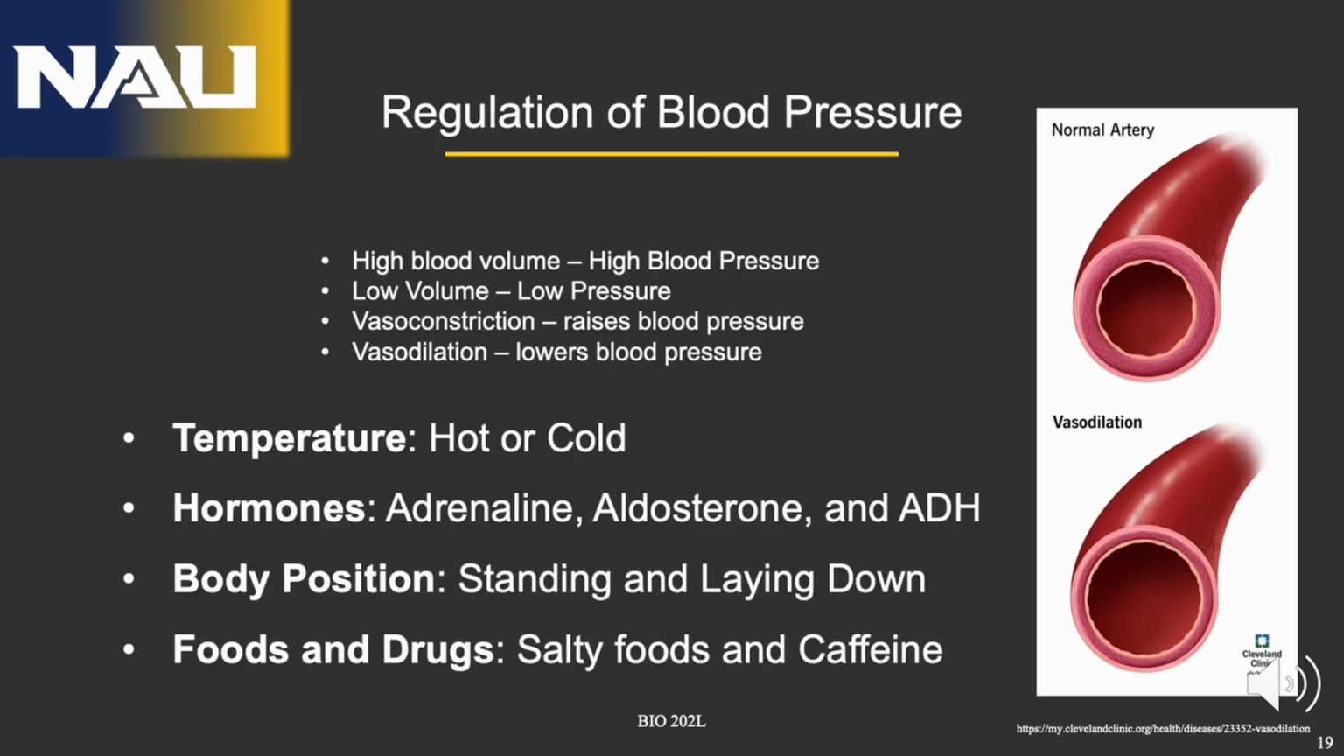Now let's discuss the regulation of blood pressure, which is influenced by body temperature, hormones, body position, and the things we eat. This is a key concept in homeostasis. We want to have the best blood pressure so our organs have good blood perfusion. So each one of these factors will influence blood pressure.